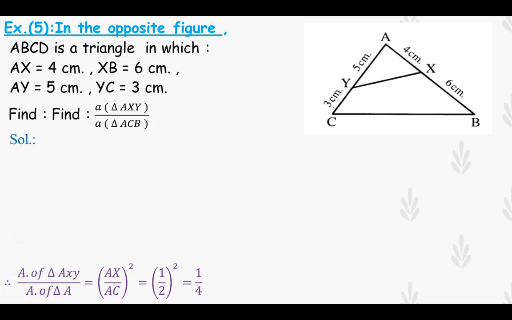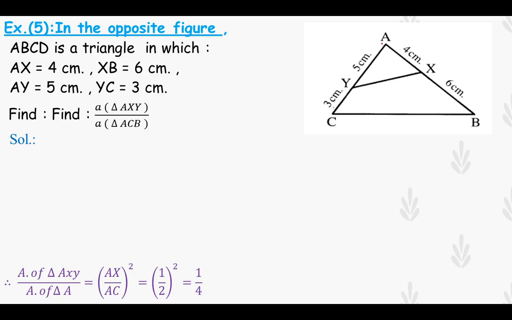Here, find area of triangle AXY over area of triangle ACB. So to find the ratio between the two areas, first you have to prove that the two triangles are similar. So we want to prove first that the two triangles are similar. How are we going to prove that the two triangles are similar?